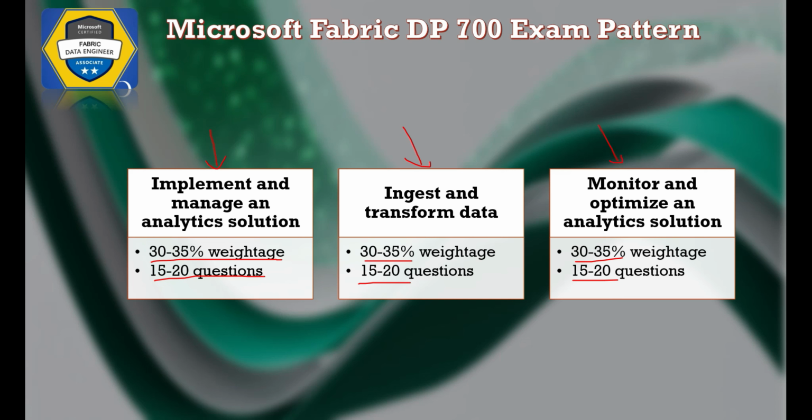So basically it is all equally divided. You cannot skip a particular module here. If you skip a particular module, you will not be able to reach a passing score. So you should cover all these topics, and you should have a good understanding of all these modules, module one, two, three, because questions are coming equally from all the modules.